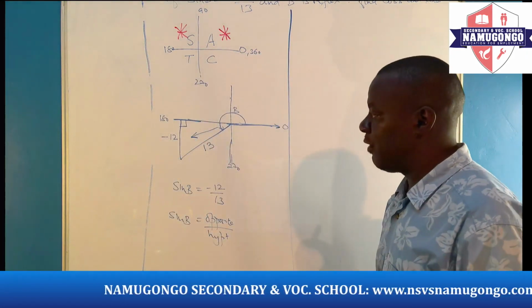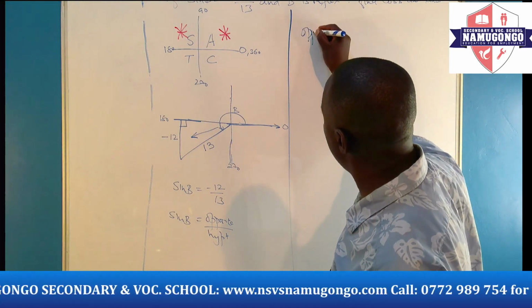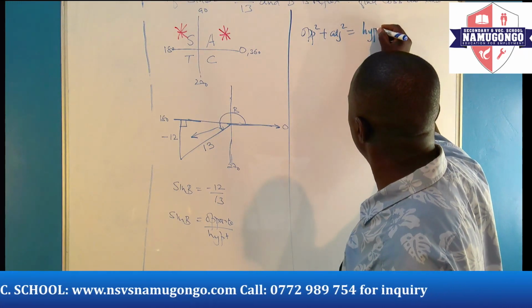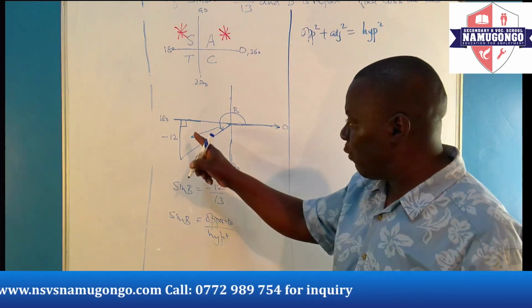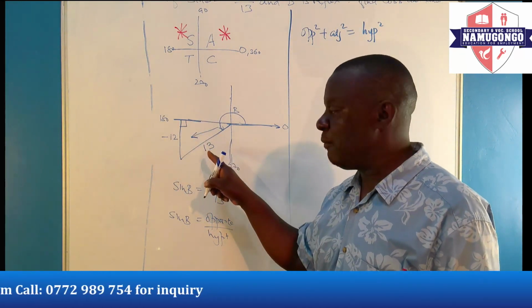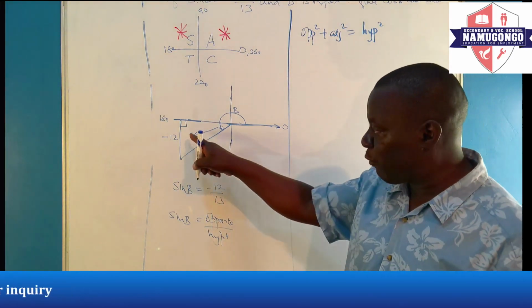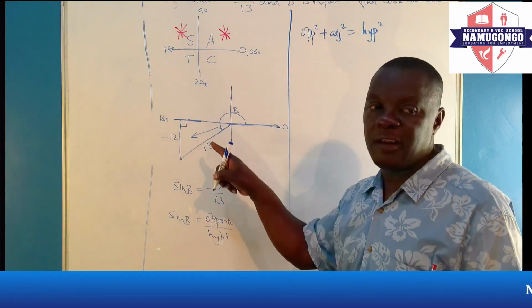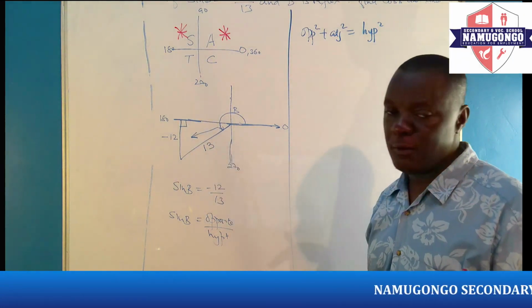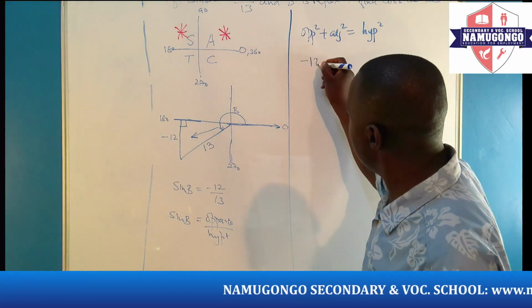Pythagoras theorem. We shall say that opposite squared plus adjacent squared is equal to hypotenuse squared. When you sum these two sides that form 90 degrees, the result is equated to the longest side. So the sum of the squares of the two sides that form 90 degrees should be equated to the square of the longest side. So my opposite is negative 12 squared.